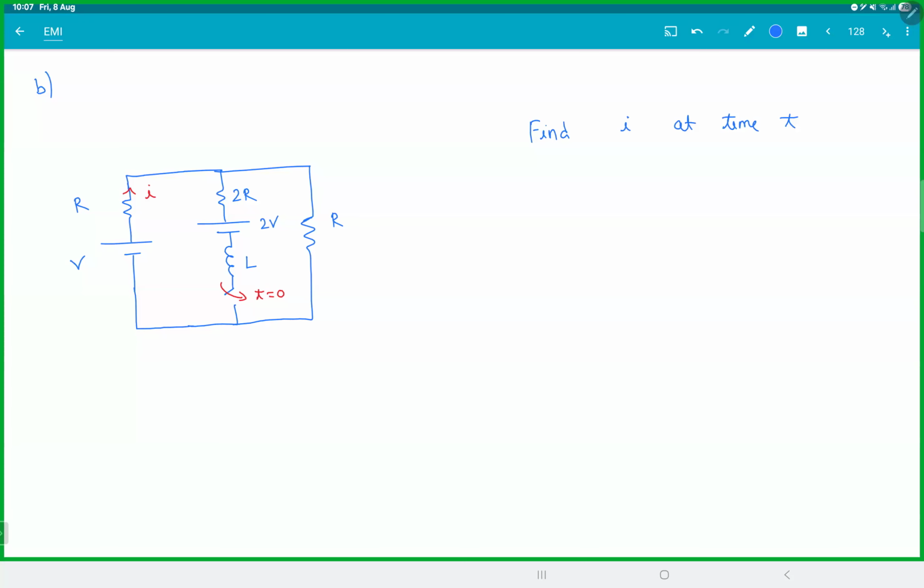Find the time constant, find the current at T0, find the current at infinity. If you got these three, you're done. Infinity current won't be easy, it won't be straightforward. That itself is another problem. Try, 2 minutes more.